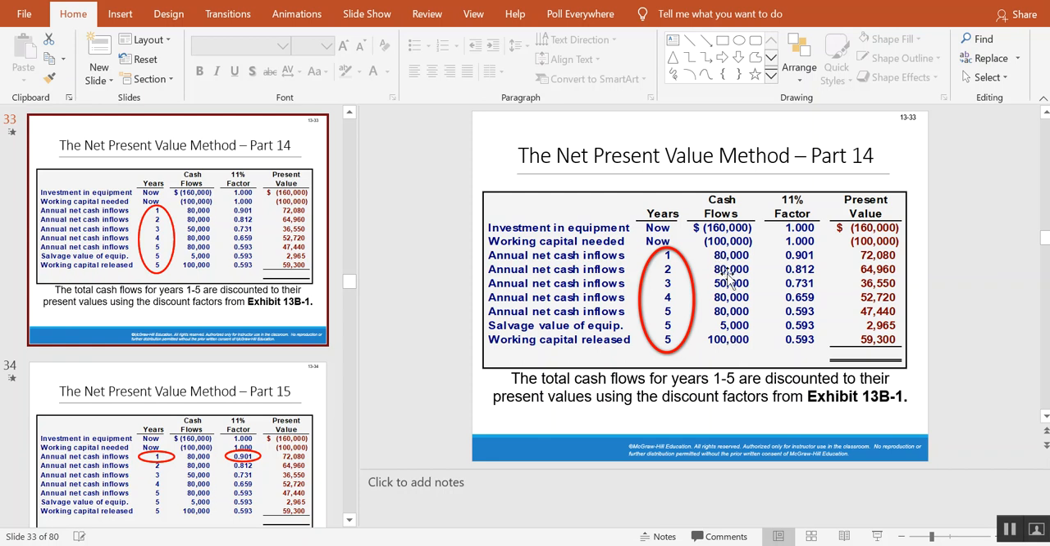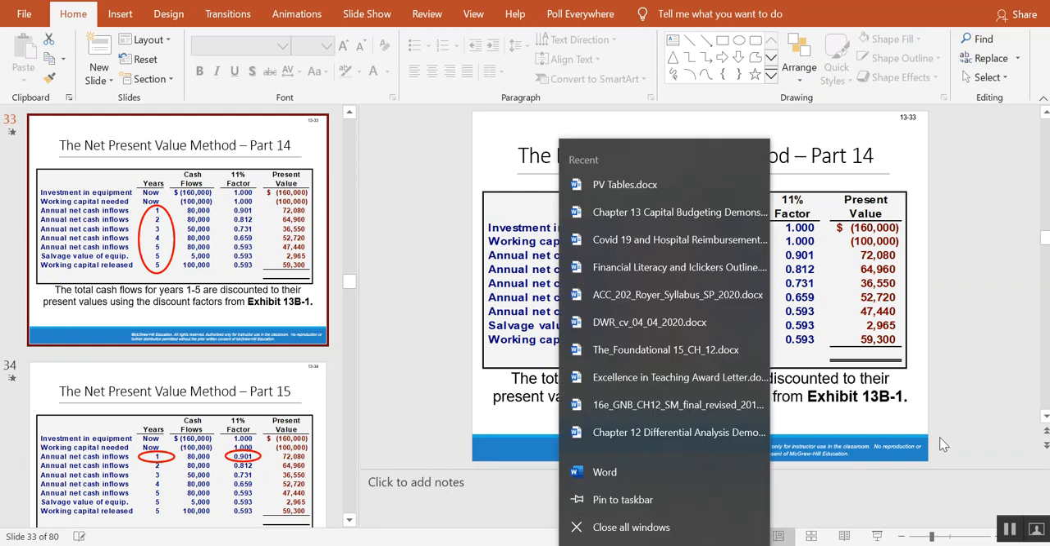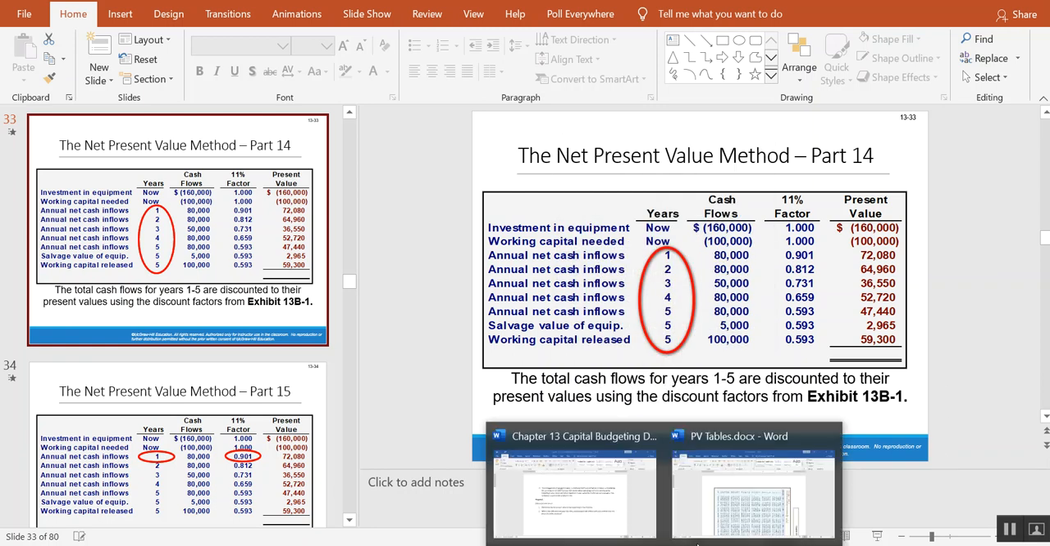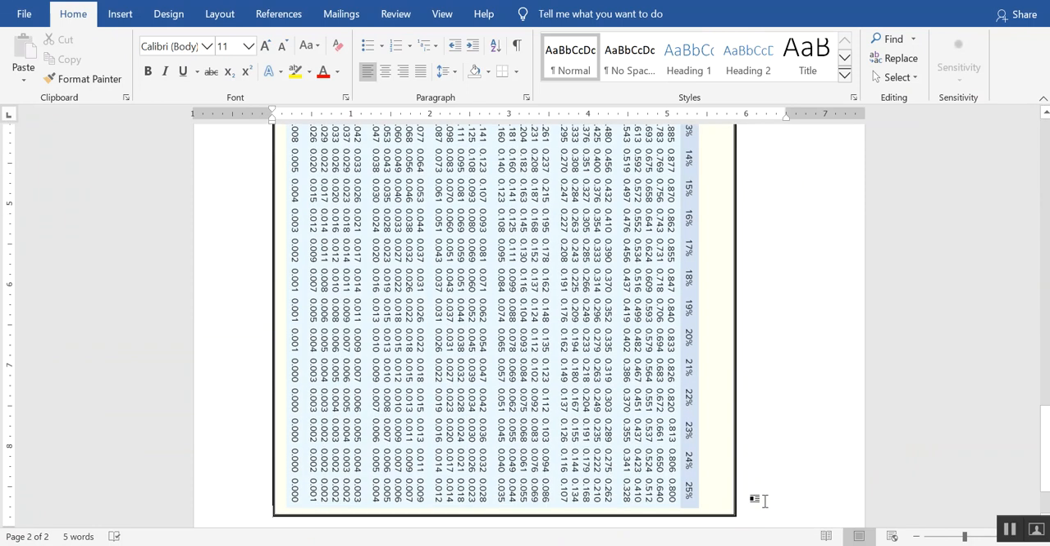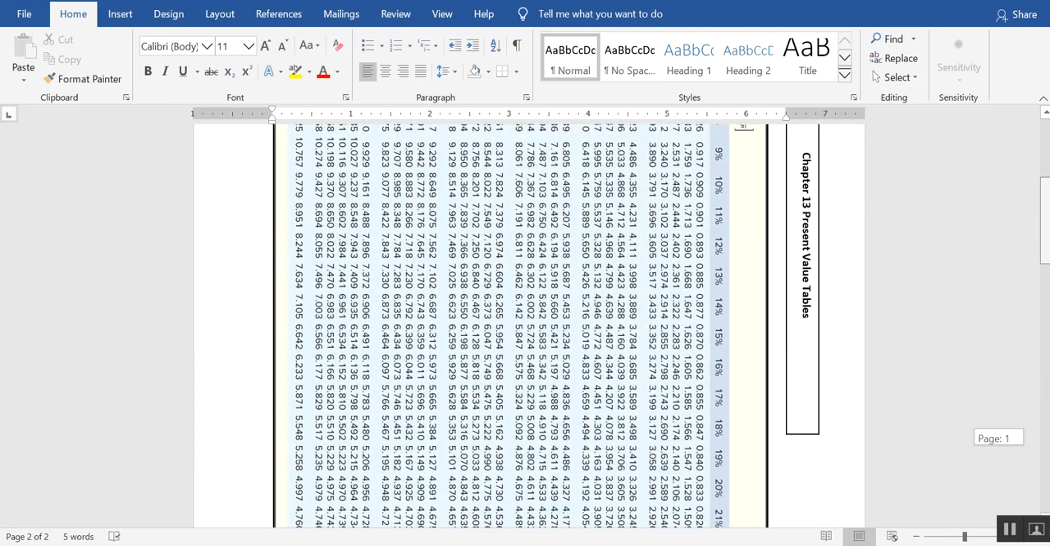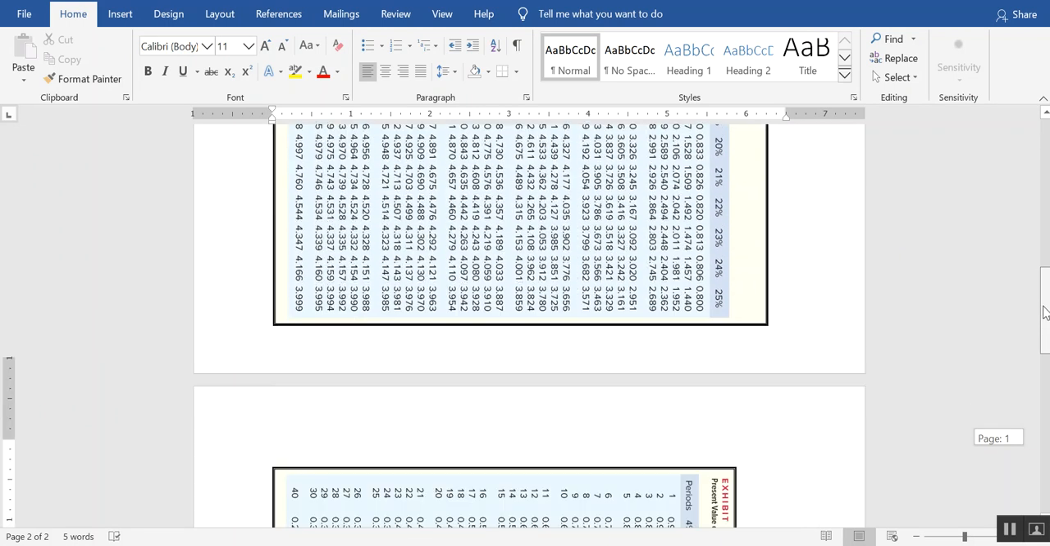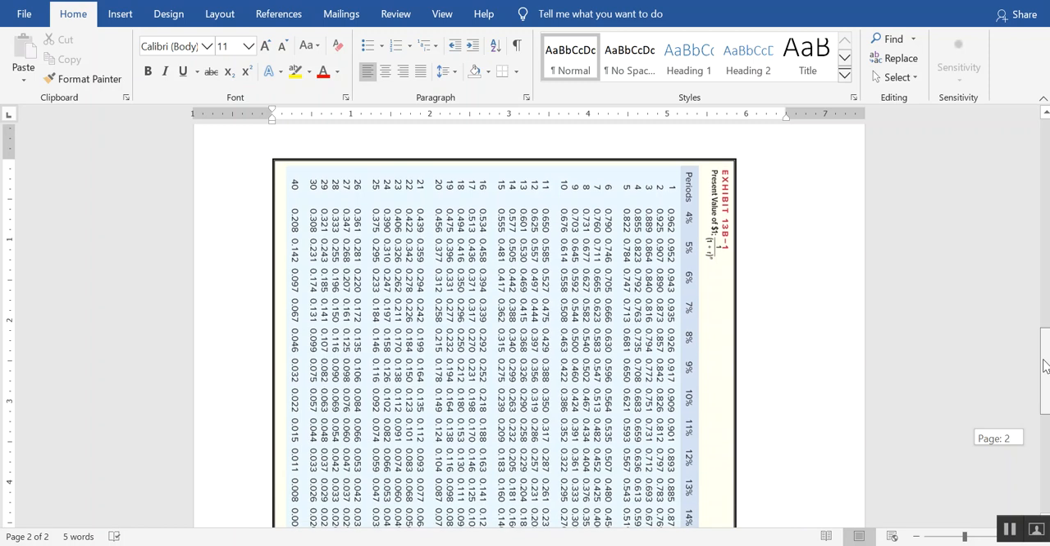Now, what happens if we have an uneven cash flow is that we have to value each year's cash flow as the present value of a lump sum. So if we are looking at the annual net cash inflows for this 80,000 in 1 year, let me go to the chart here. We're going to look at that as a present value of a lump sum in 1 year. So we're looking at not annuities. We're looking at the present value of a dollar in this table right here.